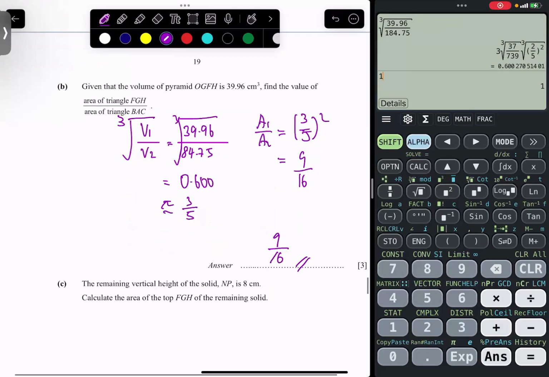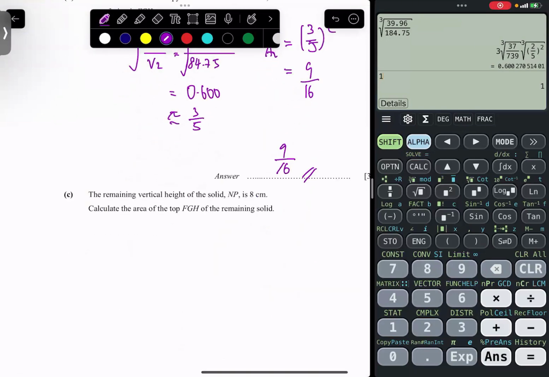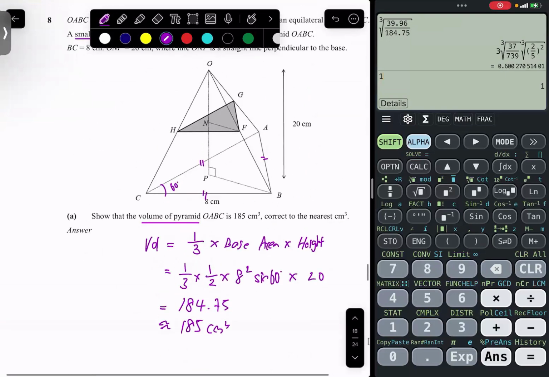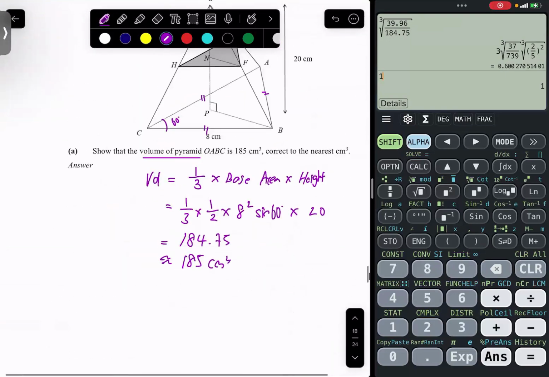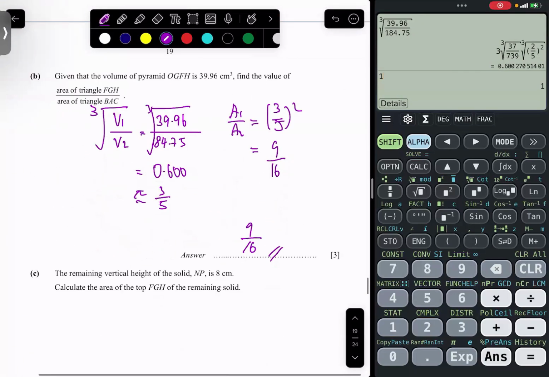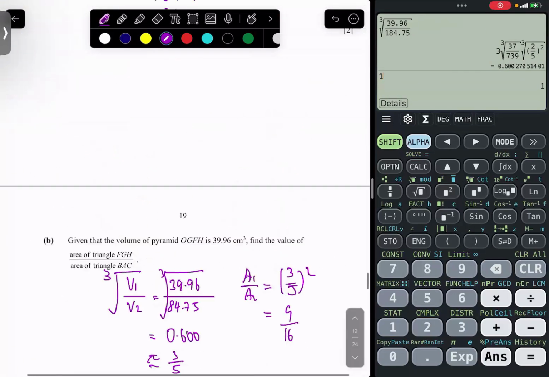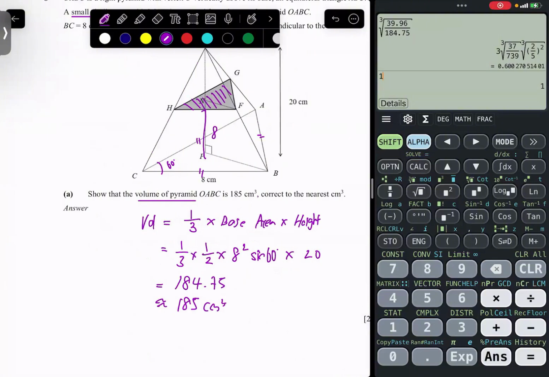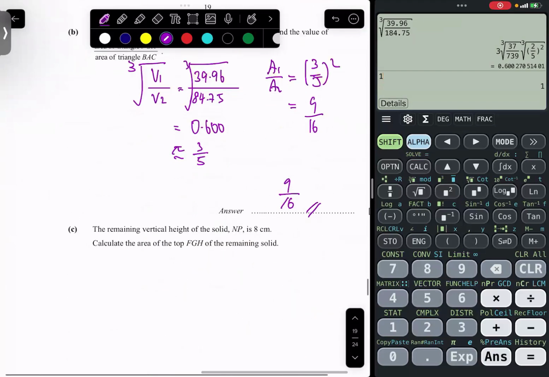The remaining vertical height of the solid NP is 8. Calculate the area of the top FGH of the remaining solid. You want to calculate this area, which is an equilateral triangle, so not that tough. Similar triangles, since this is 3:5, the small triangle is 3, the whole triangle is 5. So this must be 2 units. So 2 units equals 8 cm, 1 unit equals 4 cm.